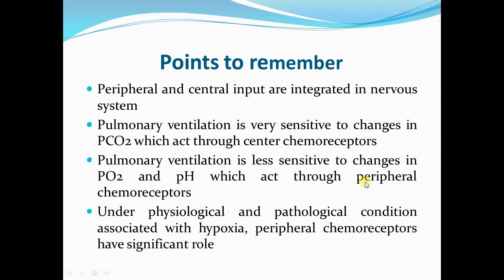That is, when there is decreased partial pressure of oxygen in the arterial blood, there is hypoxia under abnormal situations. This will lead to the stimulation of the peripheral chemoreceptors, and in these situations, in chronic conditions, the peripheral chemoreceptors have a role in regulation of respiration, and in acute conditions and in day-to-day regulation of respiration, PCO2 is important. So I have told you that under physiological and pathological conditions associated with hypoxia, peripheral chemoreceptors have a significant role.